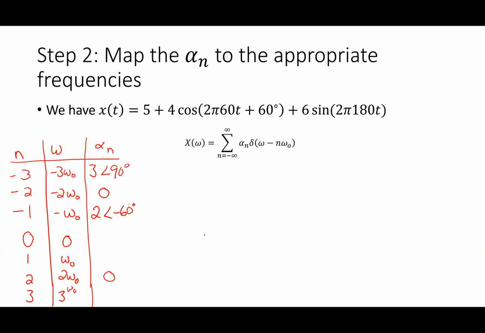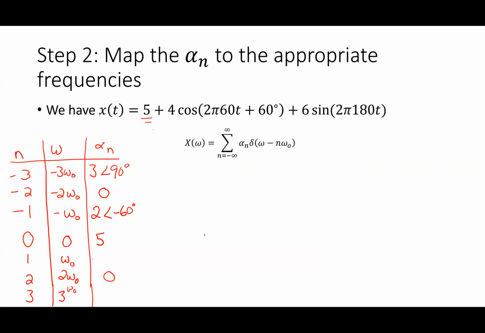What did I have at DC, at omega equals 0? Without even going back to it, 5. Yep, I can just see it from this, right? So without going back to the slides to look at it, just based on what I have right here, 3 angle 90 for -3 and 2 angle -60 for -1.